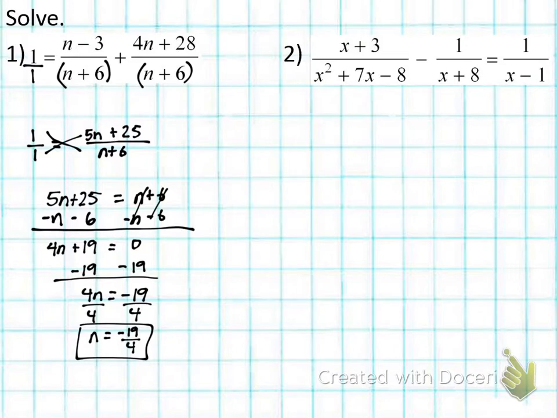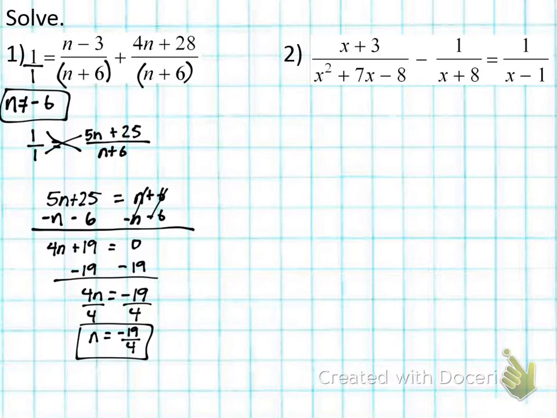Now, what did I forget to do here? I forgot to check for excluded values. So, excluded values at the beginning, what was my only excluded value? It was n can't equal negative 6, right? But is negative 6 even one of my answers? No. So, are there any extraneous solutions here? No, we're all done. Make sense? Yeah. Okay, good. So that's number 1.